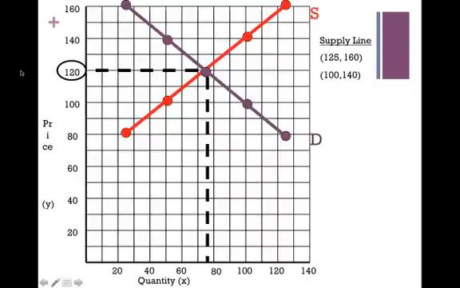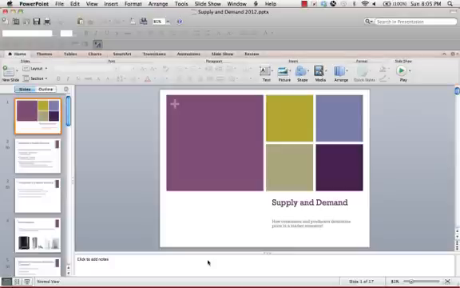The equilibrium price says that at $120, they're willing to sell that many units, which is 75. That is the equilibrium price in a market economy, or the ideal price for that product to be sold. And that is how supply and demand work together to determine the price in a market economy.